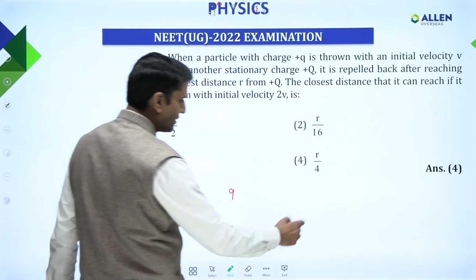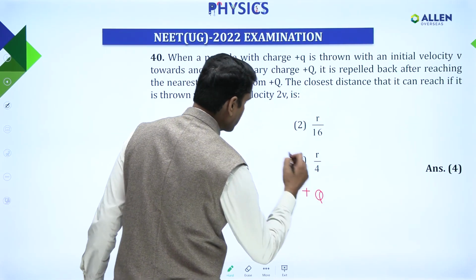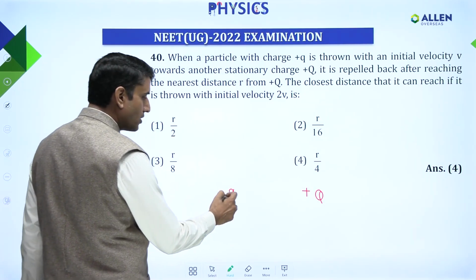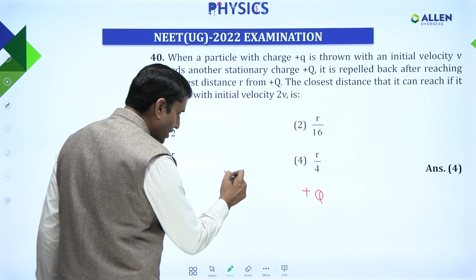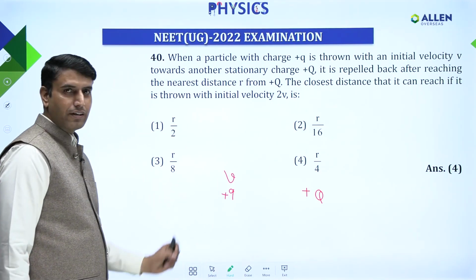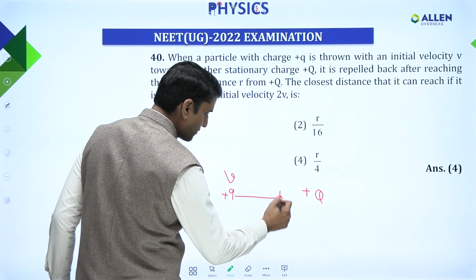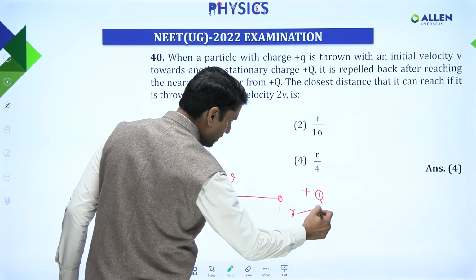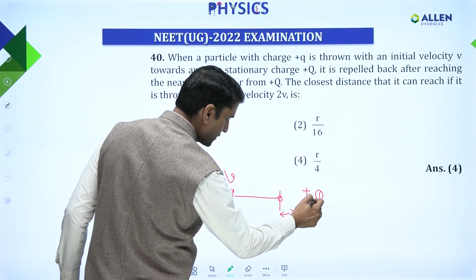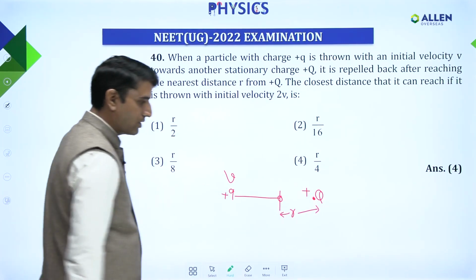This is the small q charge and this is capital Q charge. Both are positive. Initially, this is given velocity v. So it would reach up to this distance, which is small r from this plus q charge.